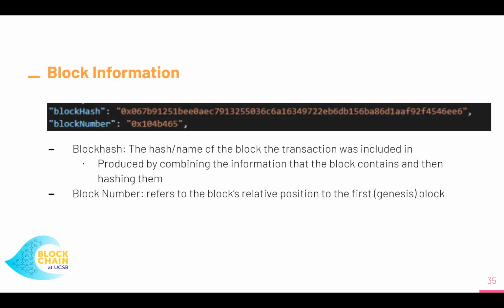And when we query information about a transaction, there's also some information about the block that the transaction is included in. And so here we see block number, which is something we saw in the live demo. And then the block hash, which is like a summary of all of the information in the block. So we take all the contents of the block and we feed it into a hash function. And we get this block hash.